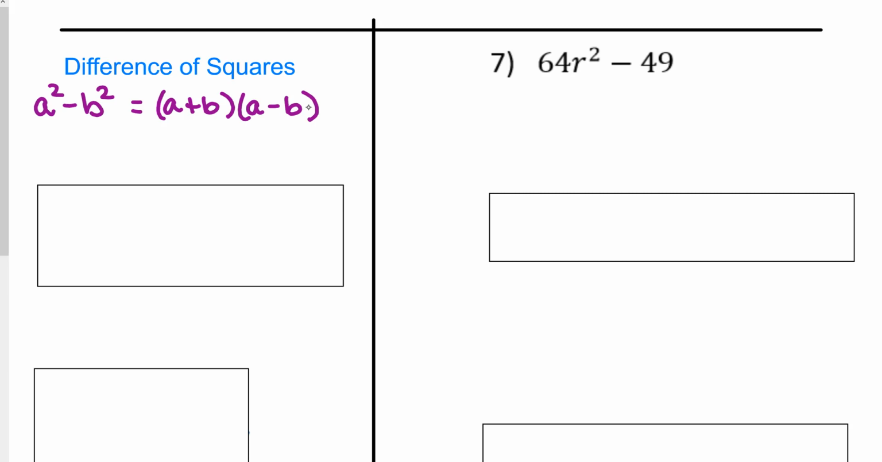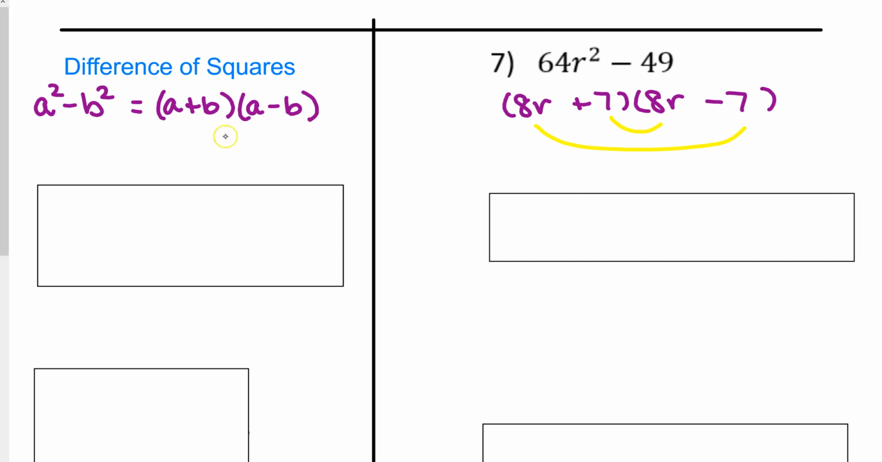So number 7 is 64r squared minus 49. Even if you didn't think about it as being a difference of squares, you could still start by just setting up two binomials. To get 64r squared, you could factor it into 8r times 8r. And then to get negative 49, you could factor it into plus 7 and negative 7. You'll notice when you calculate the inside, which is 56r, plus the outside, which is negative 56r, they add to 0, and that's why we don't have a middle term. We just have a binomial, not a trinomial.